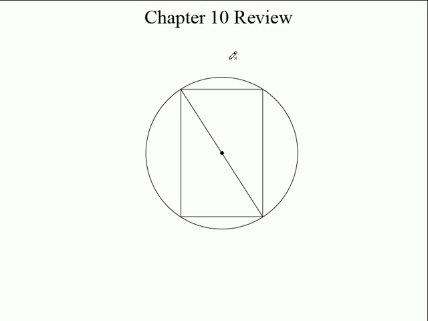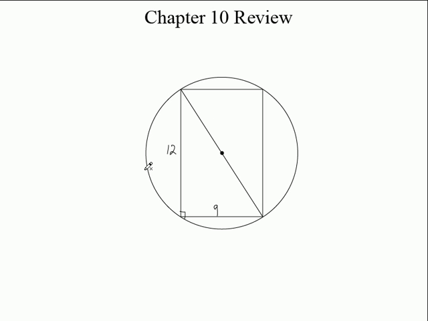Alright, welcome to Chapter 10 review. Let's take a look. This is that circle chapter. Everybody's favorite, right? So, let's see. We said this side was 9, or 12. I'm sorry, that side is 9. And we said this is a right triangle, so that must be a quadrilateral, or a rectangle.